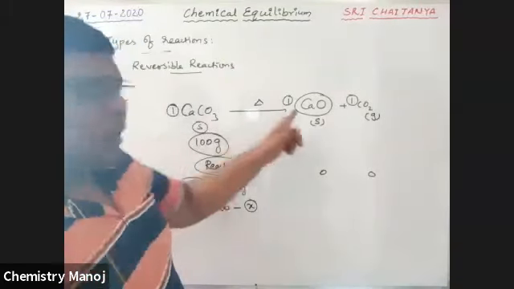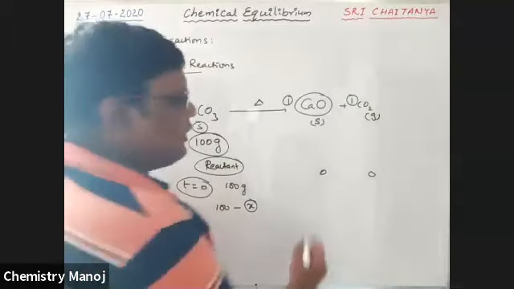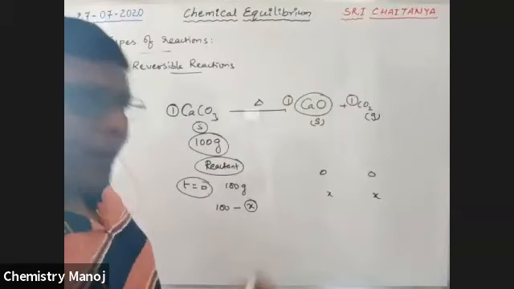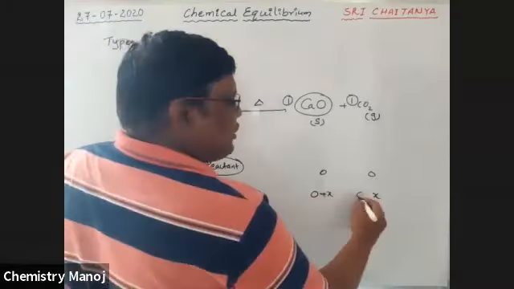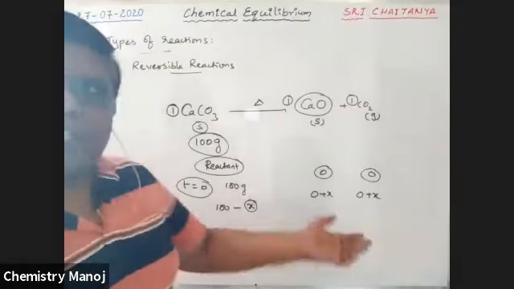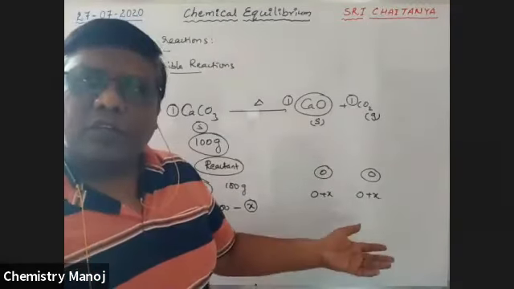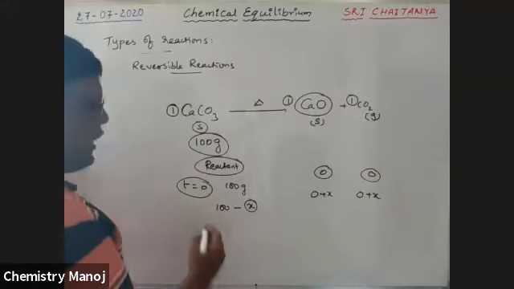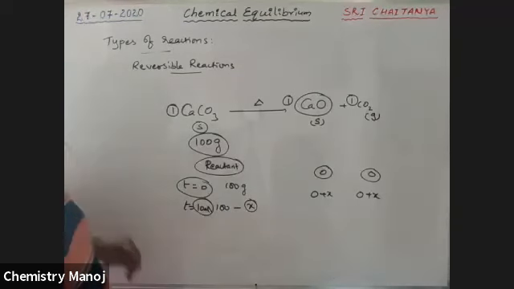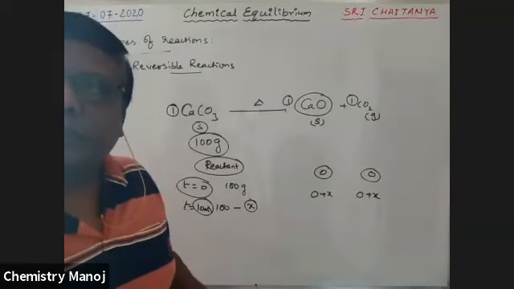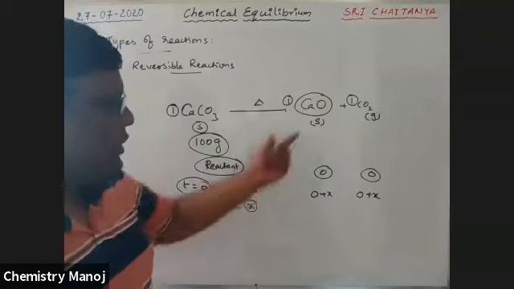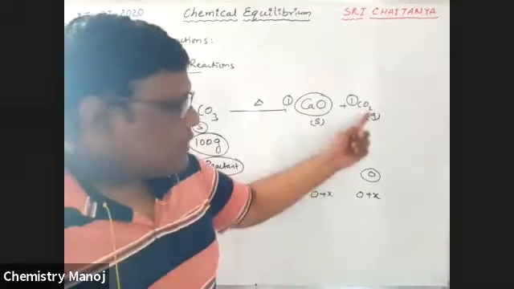So 1 mole gives 1 mole. X is involved in the reaction, therefore X is formed. That is 0 plus X, 0 plus X. Actually 0 and 0, and now X is formed. So at the time T is equal to 10 minutes, my dear boys, how much is the CaCO3 value? That is 100 minus X. How much is the CaO value? X. How much is the CO2 value? X.